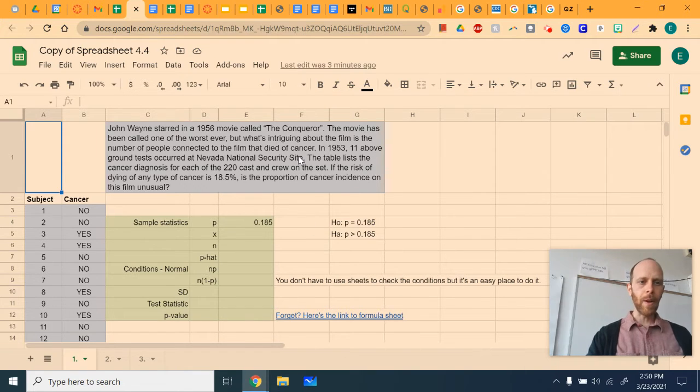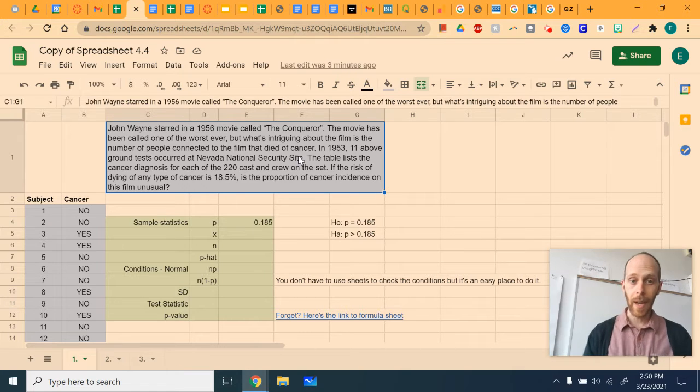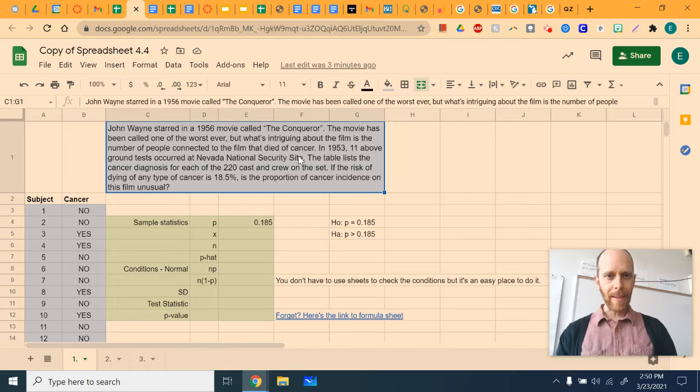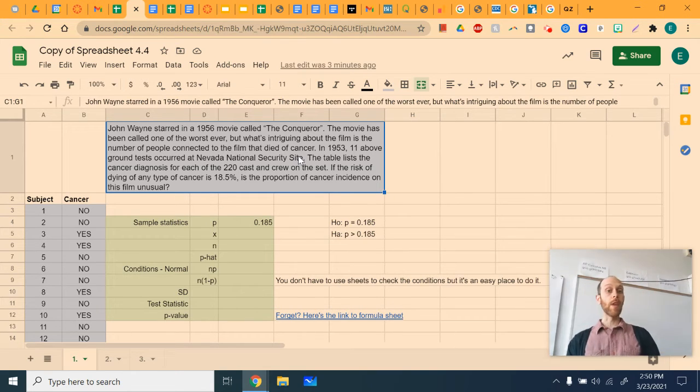This problem is about our buddy John Wayne and his 1956 film, The Conqueror. If you've read the setup already, you notice that it seems like an unusual number of people that worked on the set died of cancer, and that could be explained by some nuclear tests that took place in the area shortly before the filming of The Conqueror. We also know that in the general population, 18.5% of people will die of cancer.